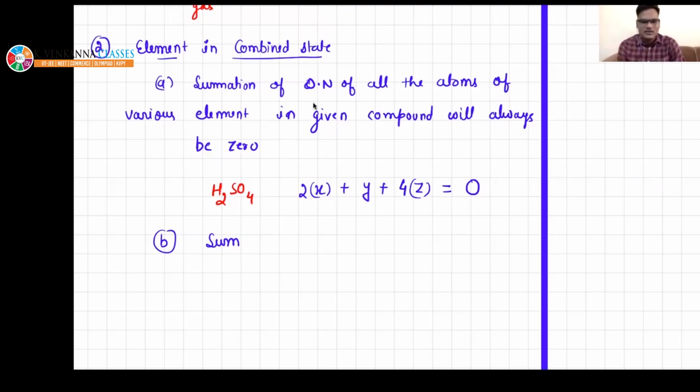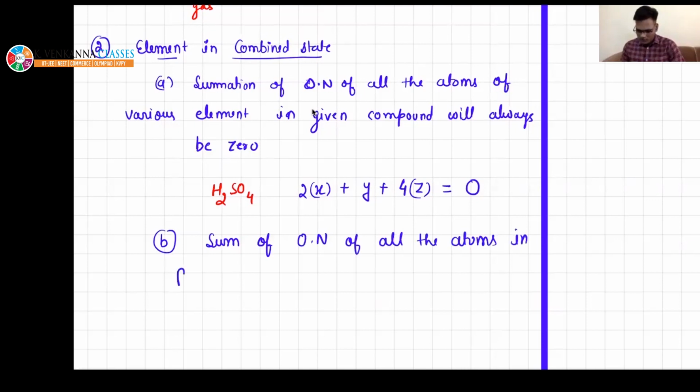Okay, sir. So some atoms might have a positive oxidation number and other atoms might have a negative oxidation number, because some have lost electrons and others have gained electrons. So the summation must always be 0. Nice question, beta.